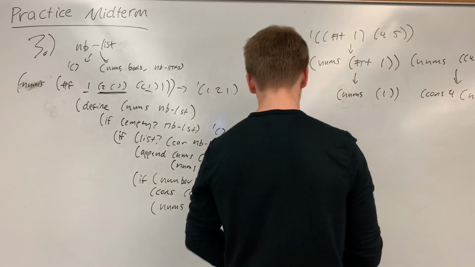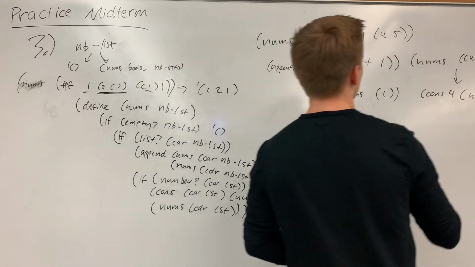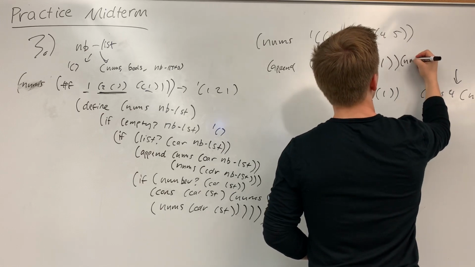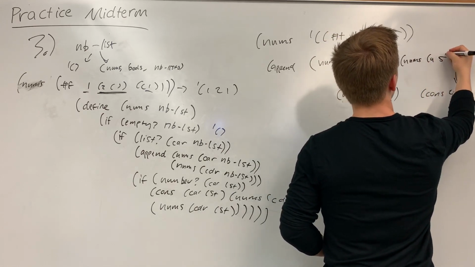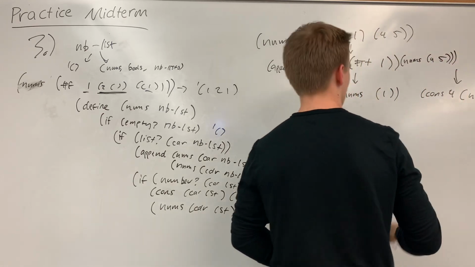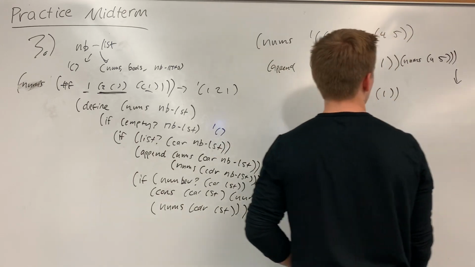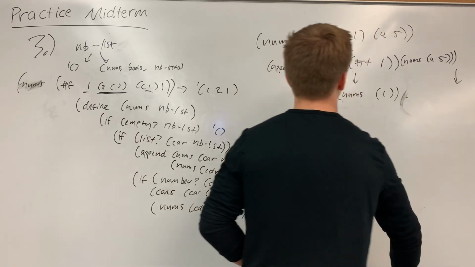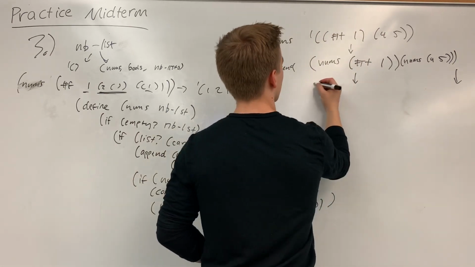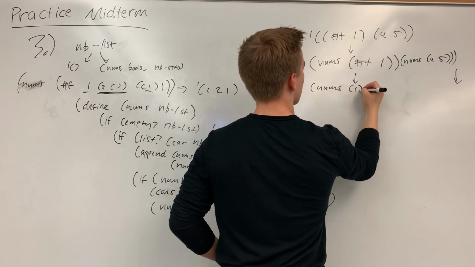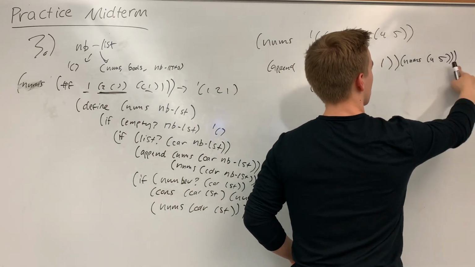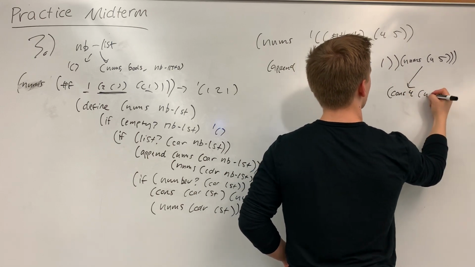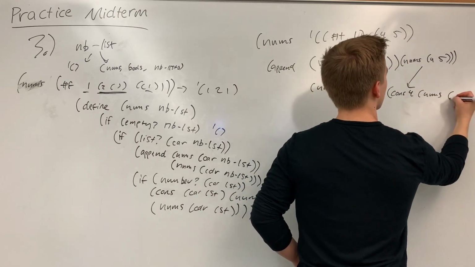Oh, am I getting cut off? Let me squish things over a little bit. This guy here will call, it's gonna get confusing. I'm gonna scoot over even a little bit more. This we'll call cons 4 onto nums 5.